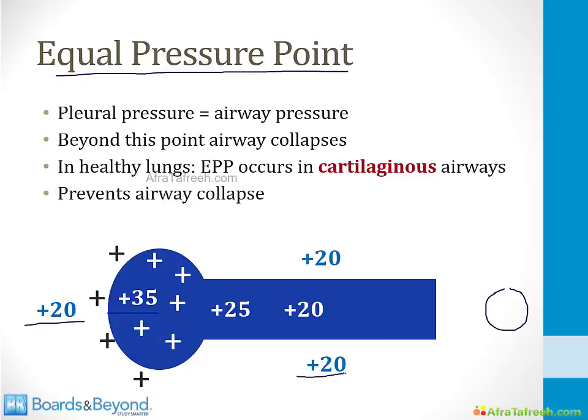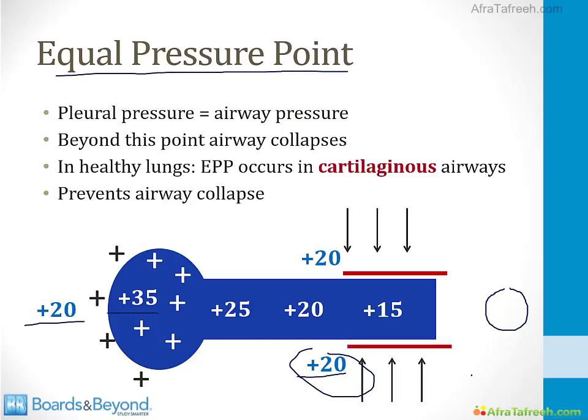the pleural pressure. Once you go beyond the equal pressure point, the pressure inside the respiratory system is lower than the pleural pressure, and this is where the lungs would collapse, but that doesn't happen. And the reason for this is because in healthy people, this point beyond the equal pressure point occurs within the cartilaginous airway. So in the video on pulmonary anatomy, I talked about how some portions of the airway have cartilage and some do not. In healthy people, the equal pressure point occurs within the cartilaginous airways, and therefore the pleural pressure cannot cause collapse.